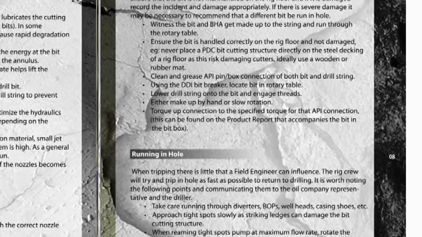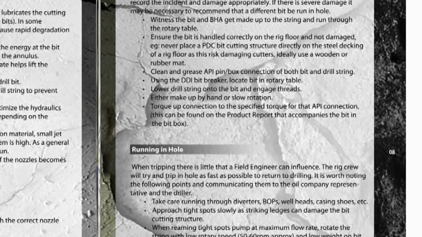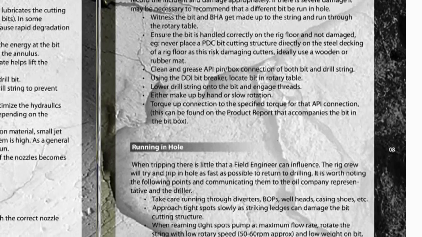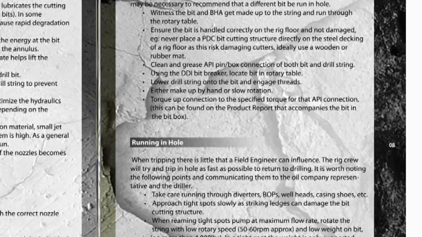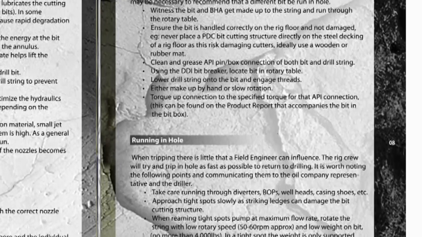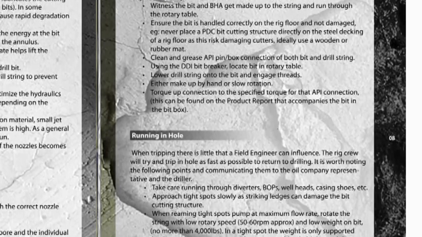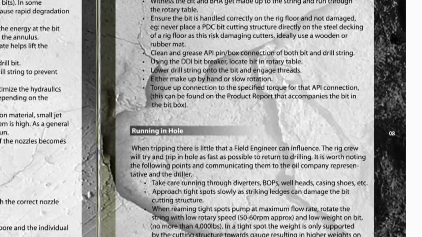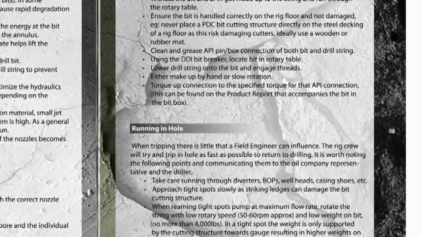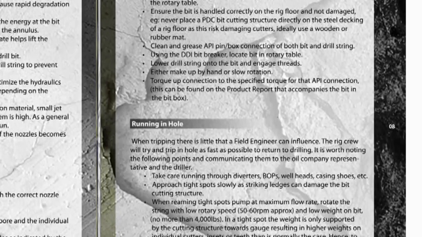Clean and grease API pin or box connection of both bit and drill string. Using the DDI bit breaker, locate bit in rotary table. Lower drill string onto the bit and engage threads. Either make up by hand or slow rotation. Torque up connection to the specified torque for that API connection. This can be found on the product report that accompanies the bit in the bit box.